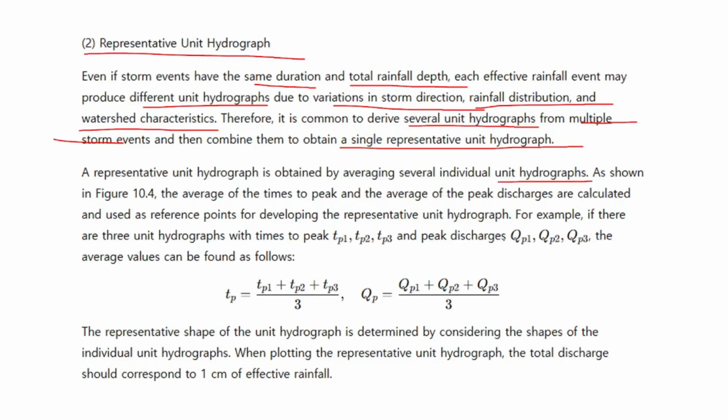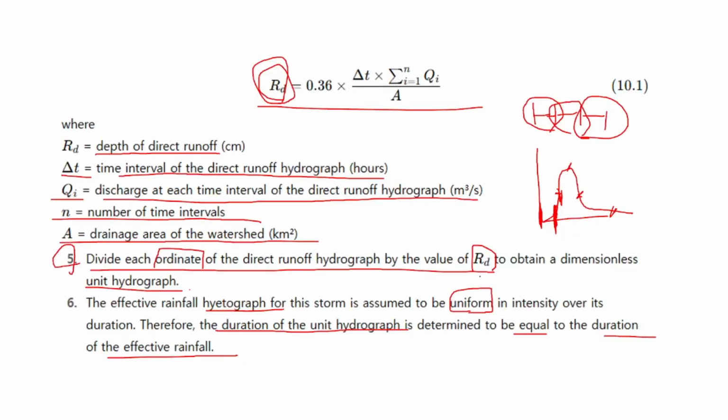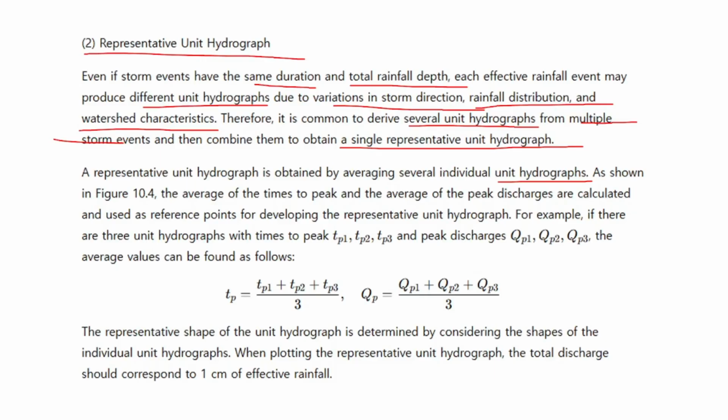So a representative unit hydrograph is obtained by averaging several individual unit hydrographs. We're basically making multiple of these and then combining them together. As shown in figure 10.4, the average of the times to peak and the average of the peak discharges are calculated, and then used as reference points for developing the representative unit hydrograph.